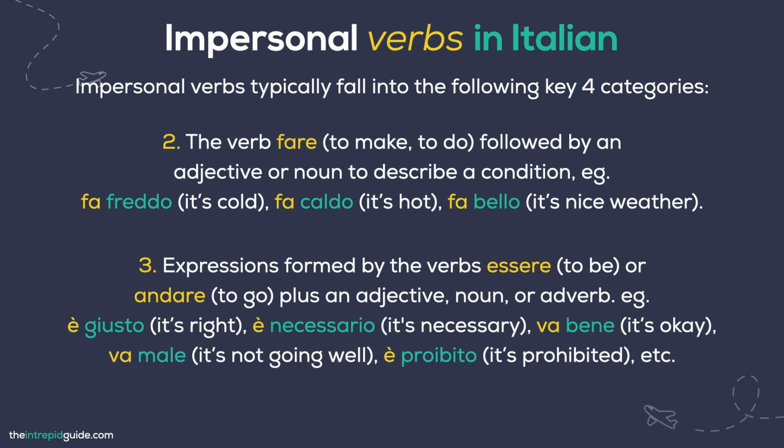The third category is expressions formed by the verbs essere, to be, or andare, to go, plus an adjective, noun, or adverb. For example, "È giusto," it's right, "è necessario," it's necessary, "va bene," it's okay, "va male," it's not going well, "è proibito," it's prohibited, and so on.